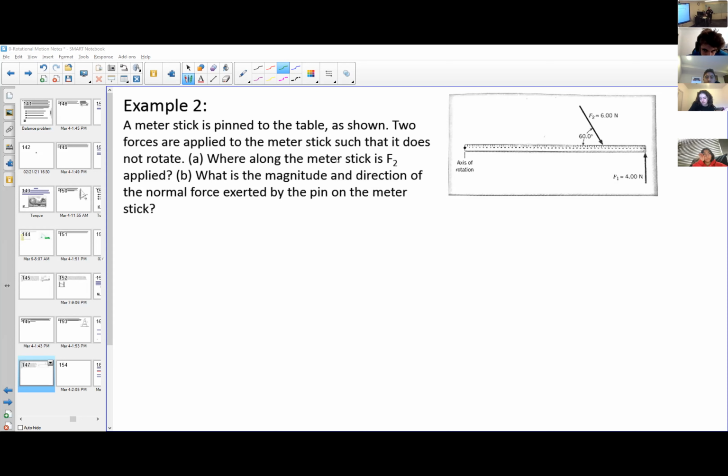So what I want to do is give you about 5 minutes. And I want to see how far you can get in this question on your own. Just on your own paper, see if you can at least get part A done and maybe get started on part B.